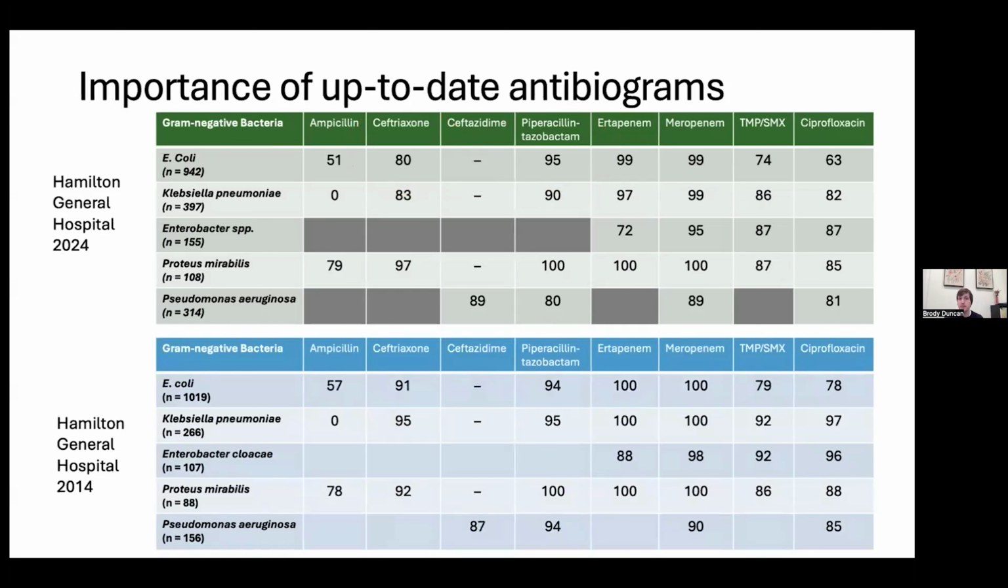Finally, I'll talk a little bit about the importance of up-to-date antibiograms. Here on the top, we have data from Hamilton General Hospital from this past year. And on the bottom, we have the same data from 2014, just 10 years ago. You can see that there are significant differences, where over the course of 10 years we have seen antibiotics that are very, very important, like ceftriaxone, go from 91% susceptibility on the cumulative level to 80%.